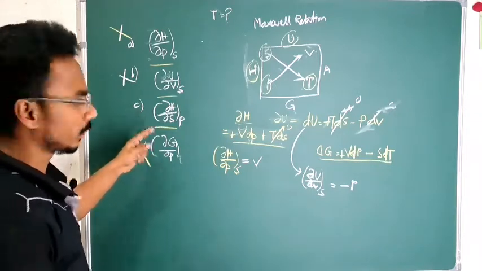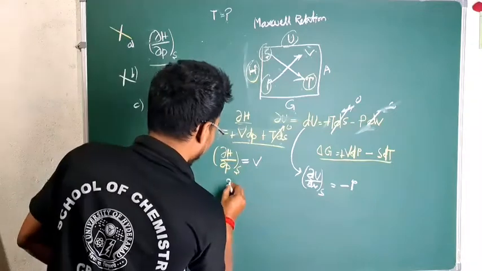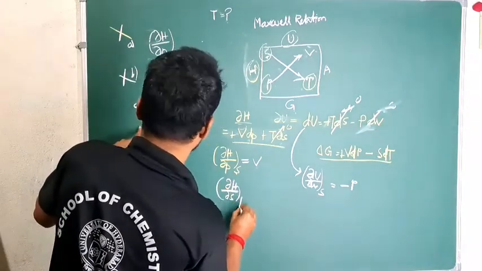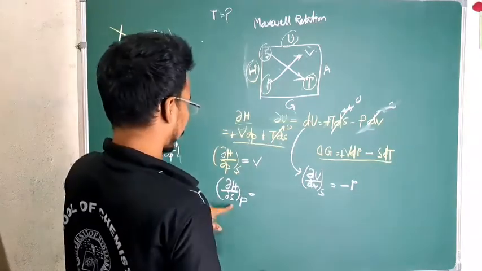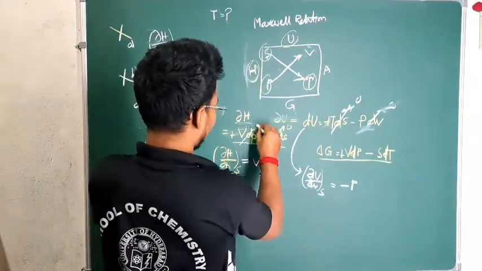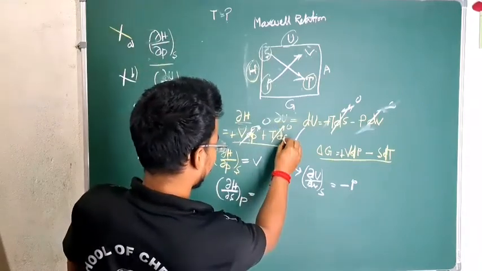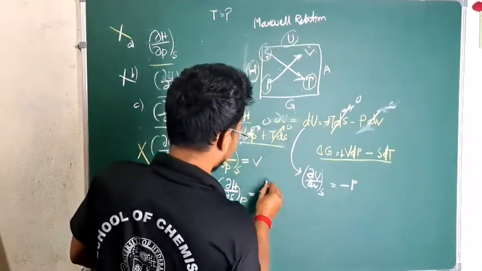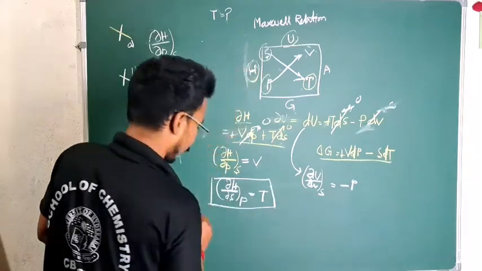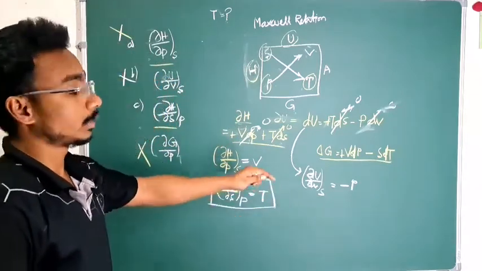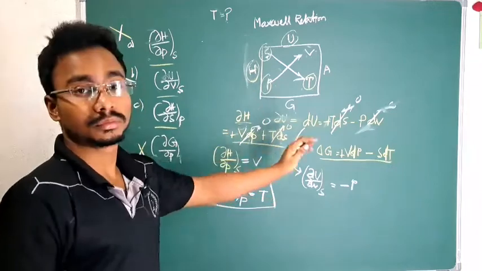This must be the answer, but we will derive it from this, delta H by delta S at constant P. So dP is constant, so this one will be 0. If I divide by dS, then we will get T. So this will be the answer. I think you get my points, but please rewind the video if you need.